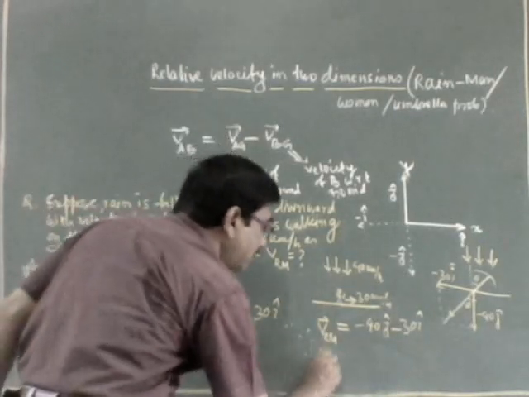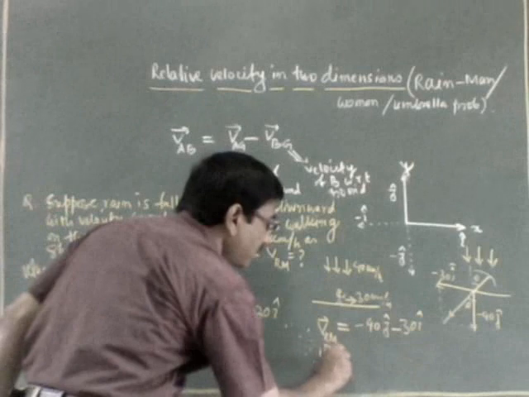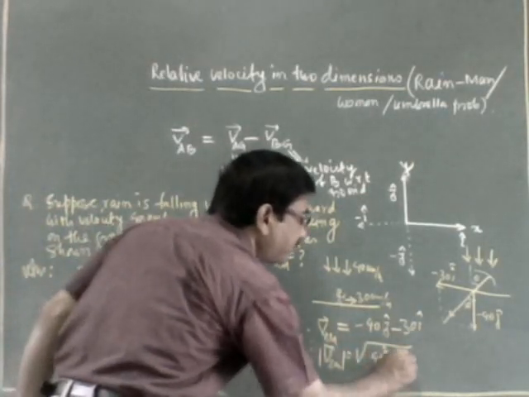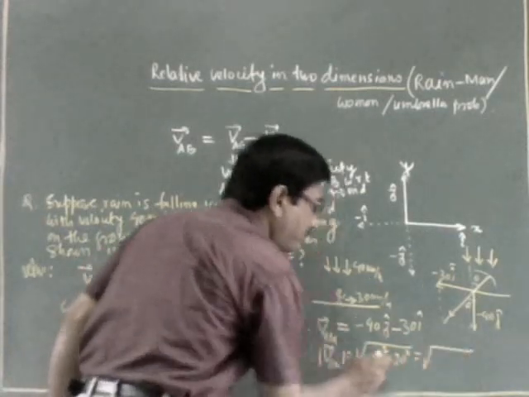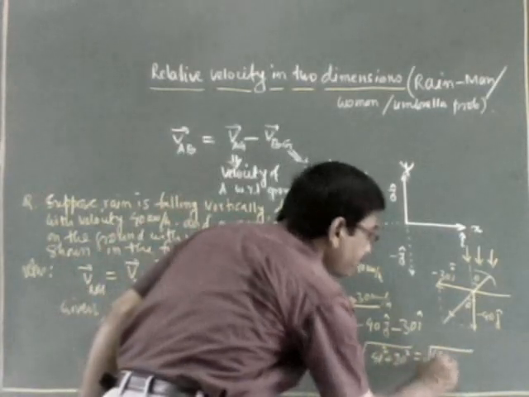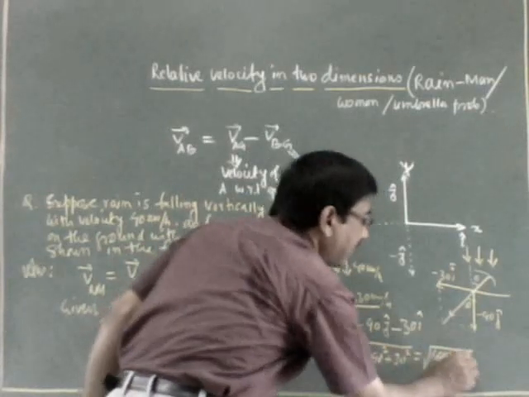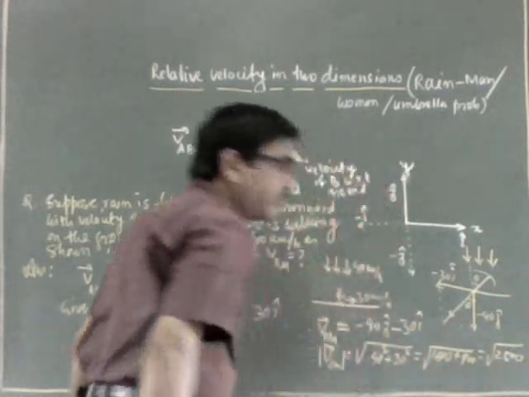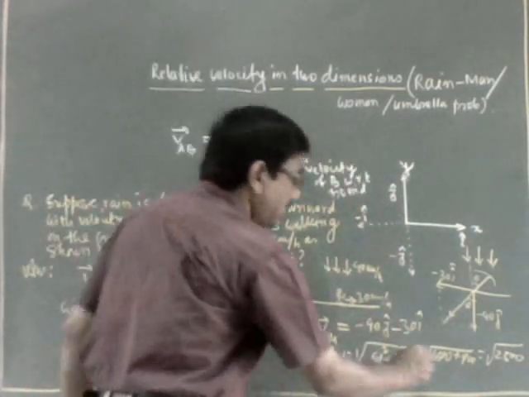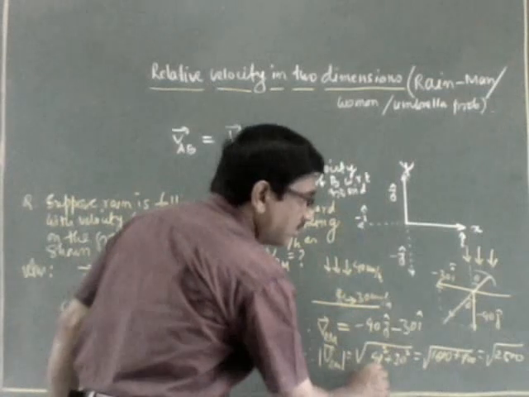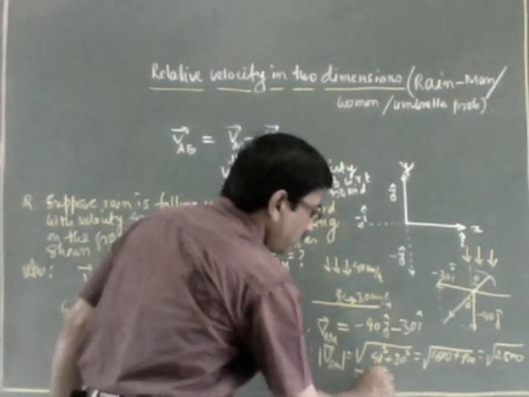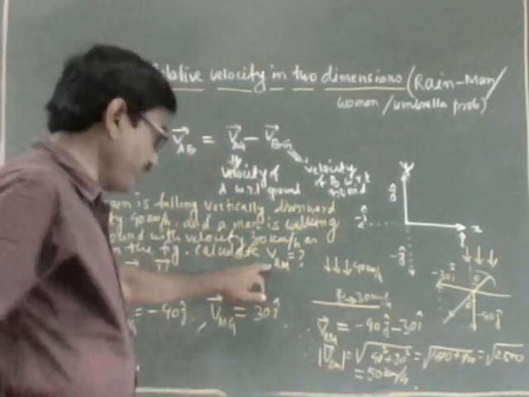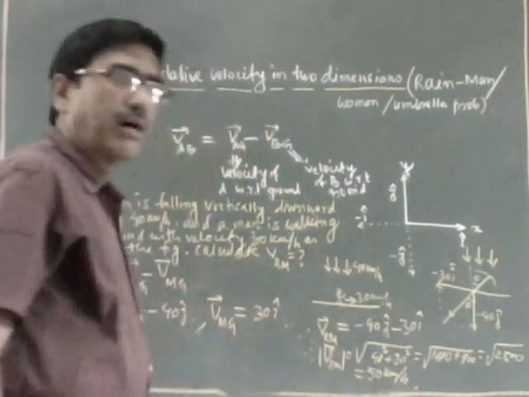So therefore the magnitude of VRM is equal to root over 40 square plus 30 square, means root over 1600 plus 900. So this is root over 2500, which is equal to 50. So 50 km per hour. So what is VRM? VRM is 50 km per hour.